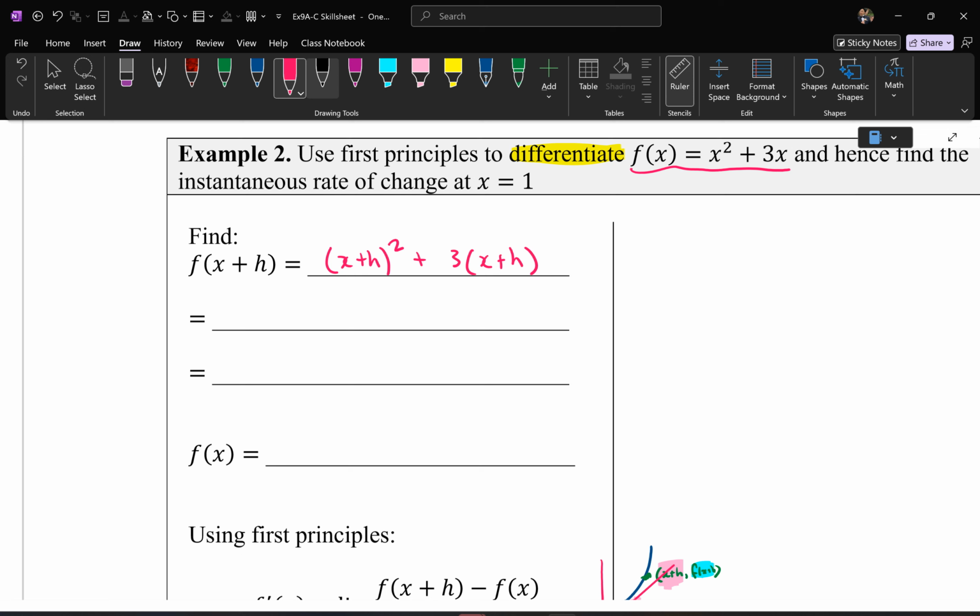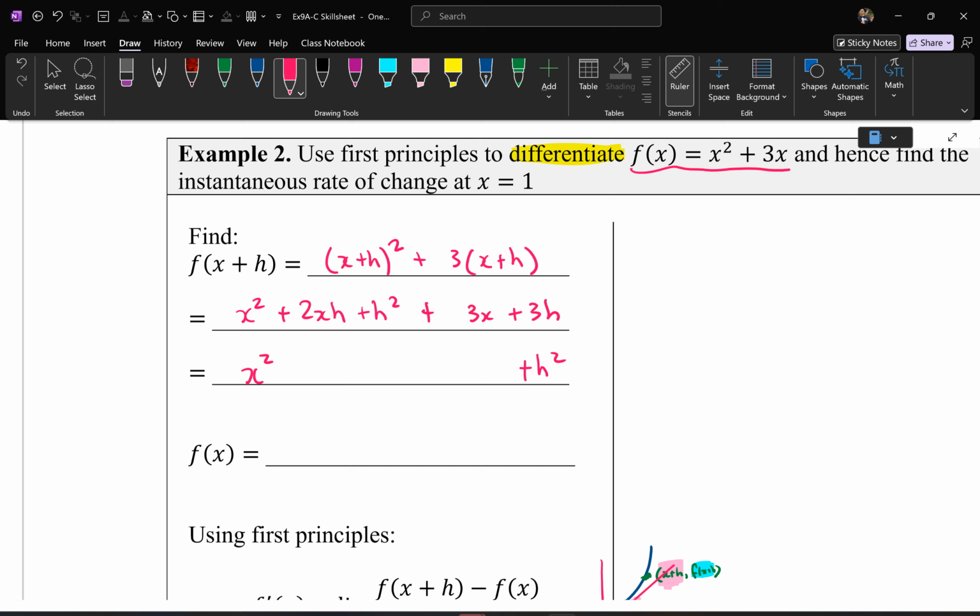Let's expand. Using expansion of perfect squares, by this point we should be able to do this quickly. So it should be x squared plus 2xh plus h squared plus, expand the brackets over here, so that's 3x plus 3h. Collect any like terms that you can see. Looks like x squared is on its own. H squared is also on its own.